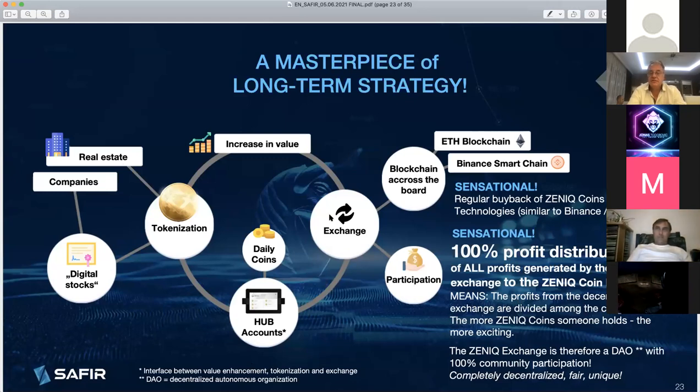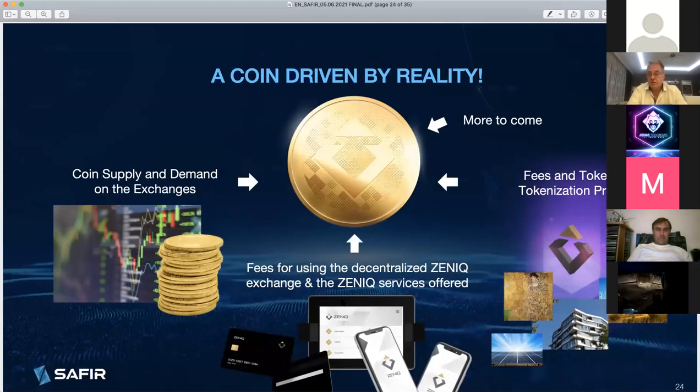Those fees that are generated, a part of them is sent back to the coin holders that are owners of the whole exchange. So you are not just a ZENIQ minting partner, you are also part owner of the ZENIQ decentralized exchange. And that increases the value and performs an underlying asset value to the whole concept, but also to your ZENIQ tokens. So is this coin driven by reality?